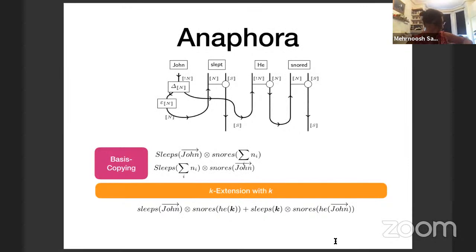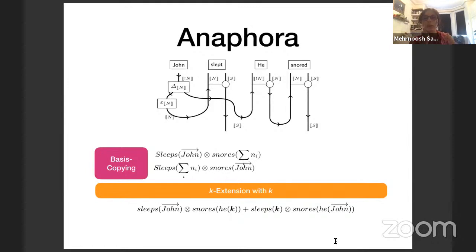Let me just show you some examples. We have the anaphora example: John slept, he snored. You can nicely, using the Clasp diagrams, show that John is being copied. You have two copies. One is going to be fed to slept. One is going to be moved over and be fed to he, the result of which is going to be fed to snored.